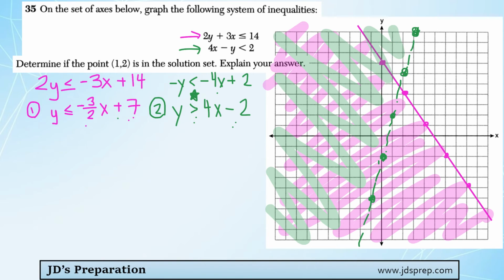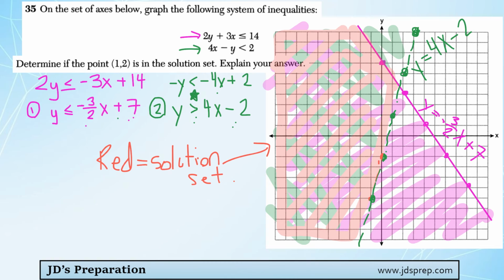So the actual solution set of the system, a system of inequalities, in other words, both inequalities, is the area in which we are both highlighting green and purple in this case. And I'm going to use a different color. I'm going to use red here. So we can see that this whole red area is our solution set. And it includes the line, the purple line, but does not include that green line.